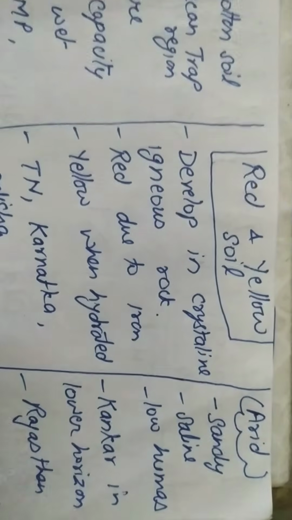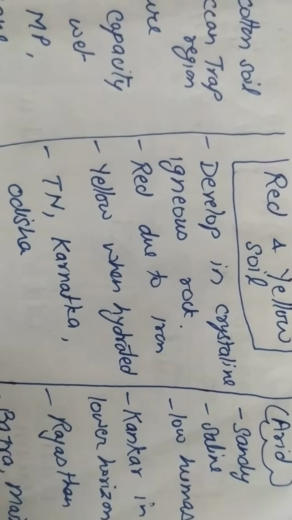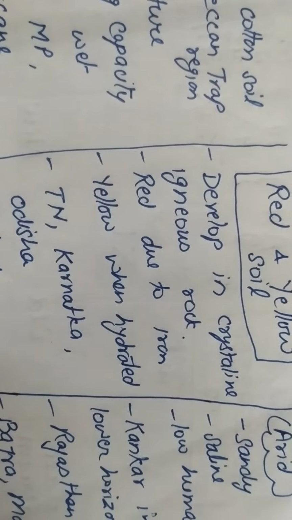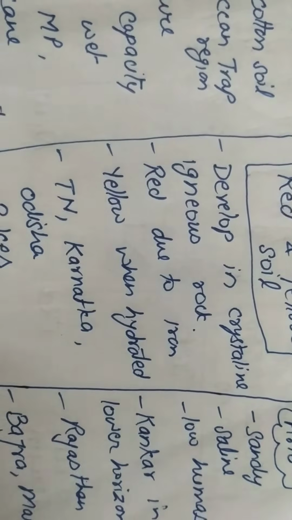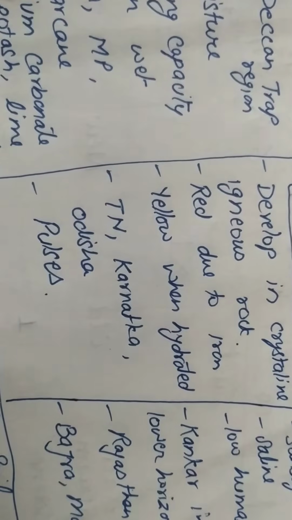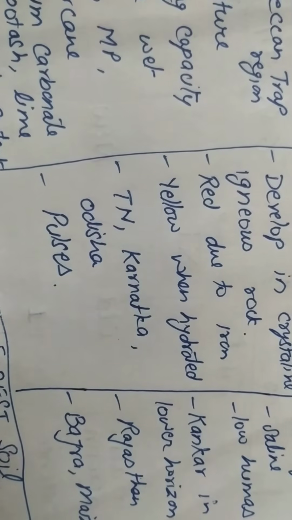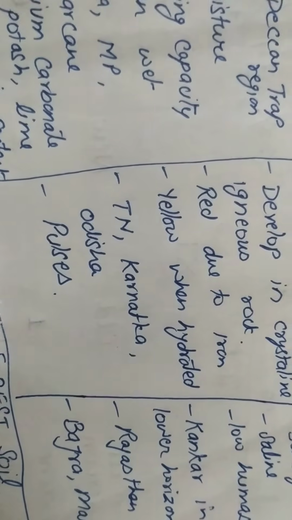Then arid soil, found in the arid region. Sandy in nature, saline in texture, it is sand. Like in Rajasthan, low humus content. Kankar is found in the lower horizon. In Rajasthan, mainly this soil, the crops are bajra and maize.